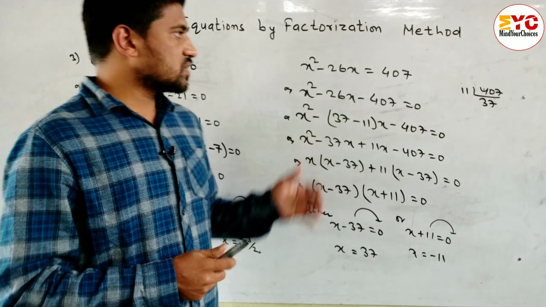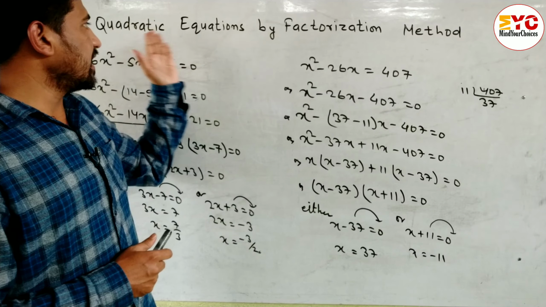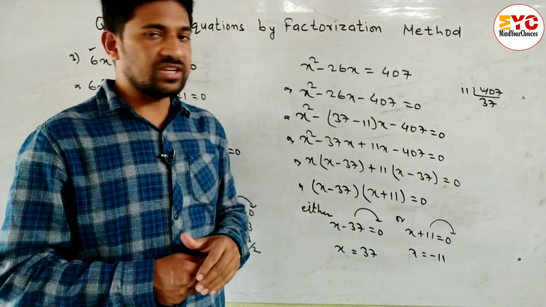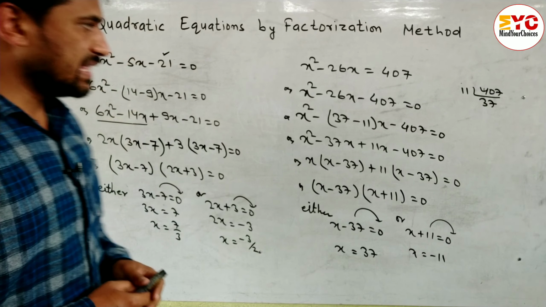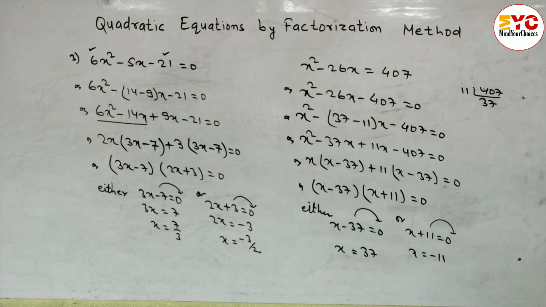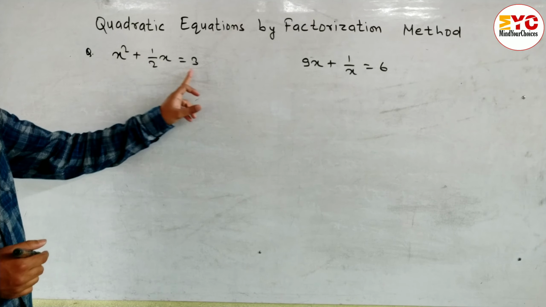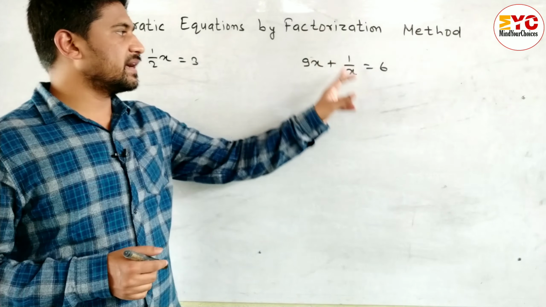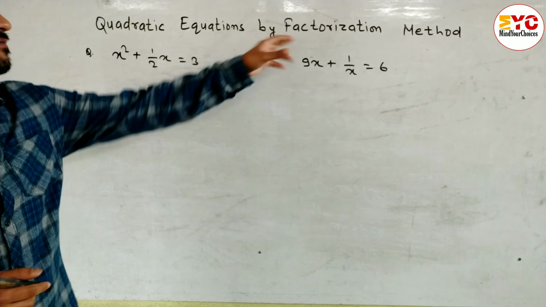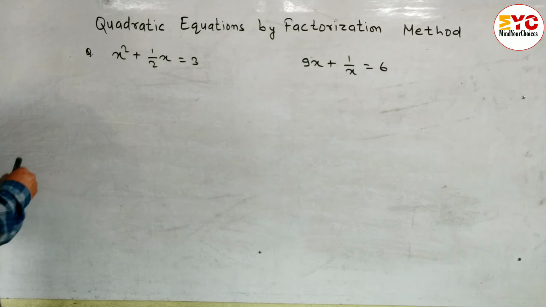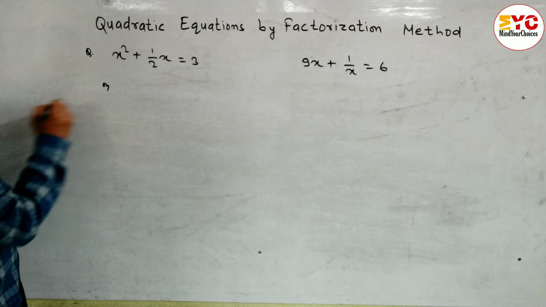Hope you understand this question, quadratic equation by using factorization method. Now look at next. Here are two questions. X square plus 1 by 2x is equal to 3 and 9x plus 1 by x is equal to 6. We have to solve by factorization method. Solve means we have to find the value of x.